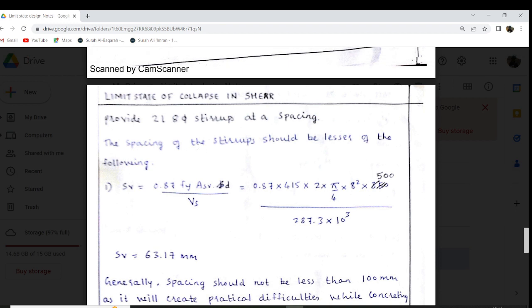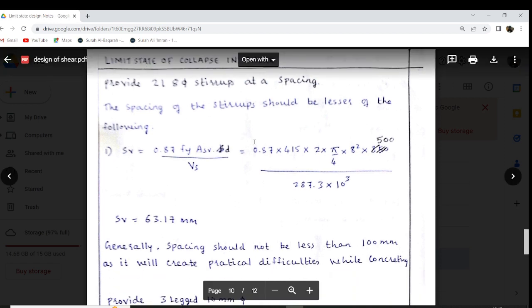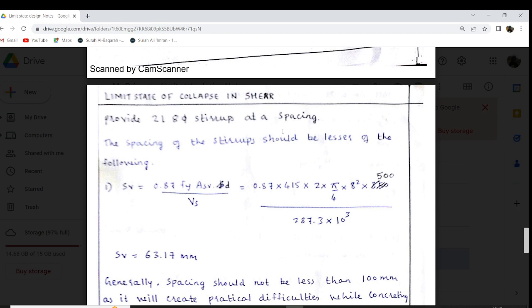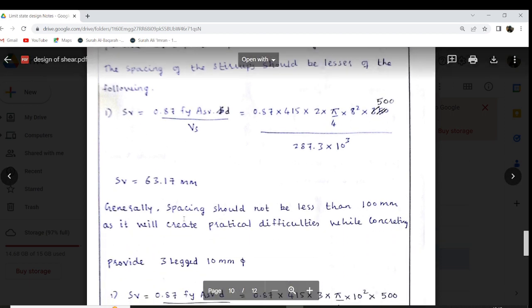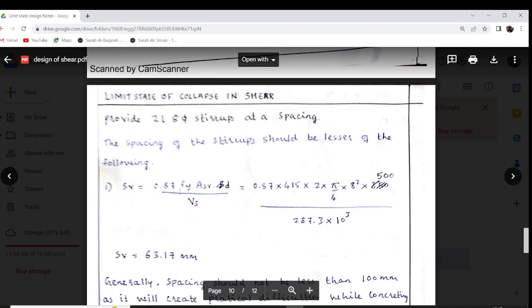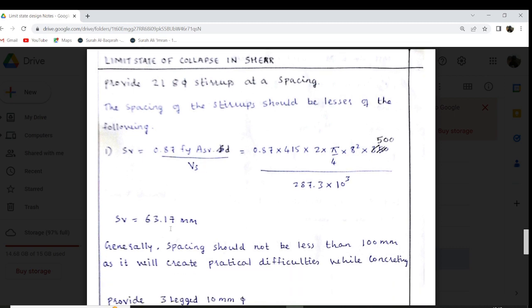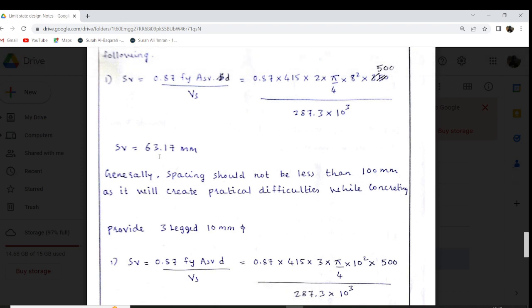Before that, you have to assume the diameter of the stirrups and what leg of the stirrups that you are going to provide, whether two-legged stirrups or three-legged stirrups. Most of the time, generally speaking, we are only providing two-legged 8 bar stirrups. Okay, we have to determine spacing, at what spacing you will provide the stirrups. So we have this formula: SV equal to 0.87 Fy ASV into D divided by VUS. So you are getting spacing equal to 63.17.